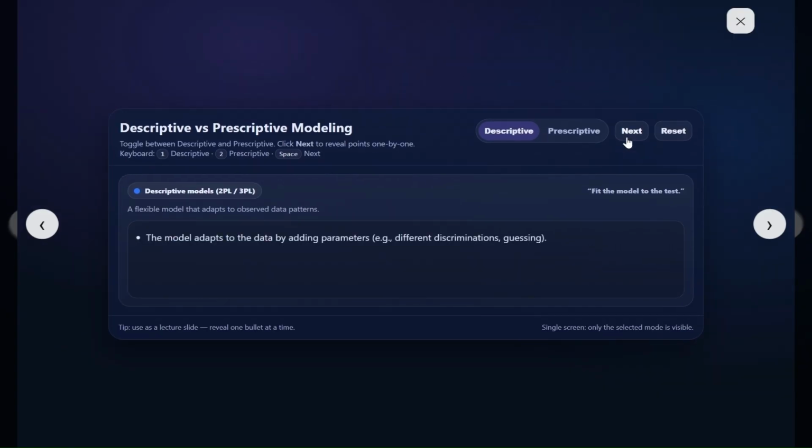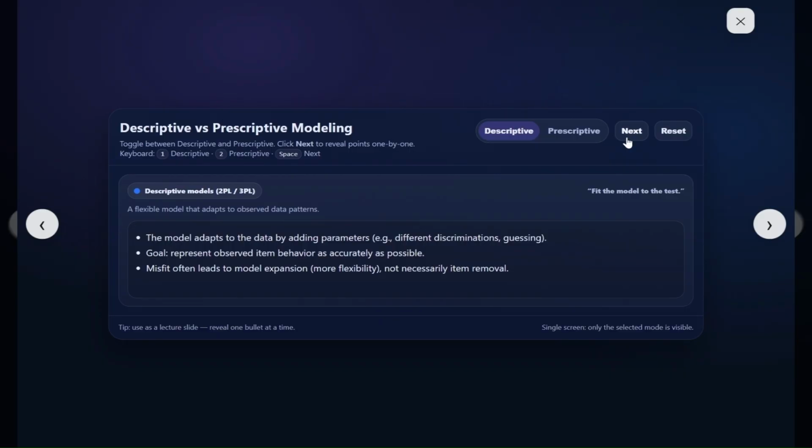So the model adapts to the data by adding parameters: discrimination, guessing, and of course difficulty. The goal is to represent observed item behavior as accurately as possible. So it's descriptive. Misfit often leads to model expansion.